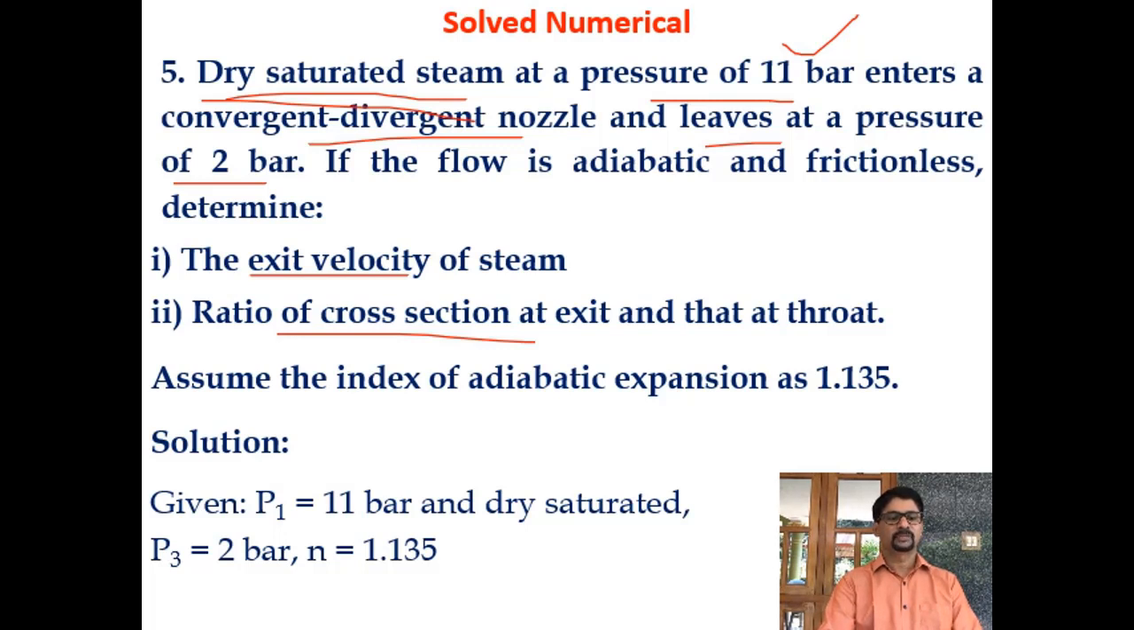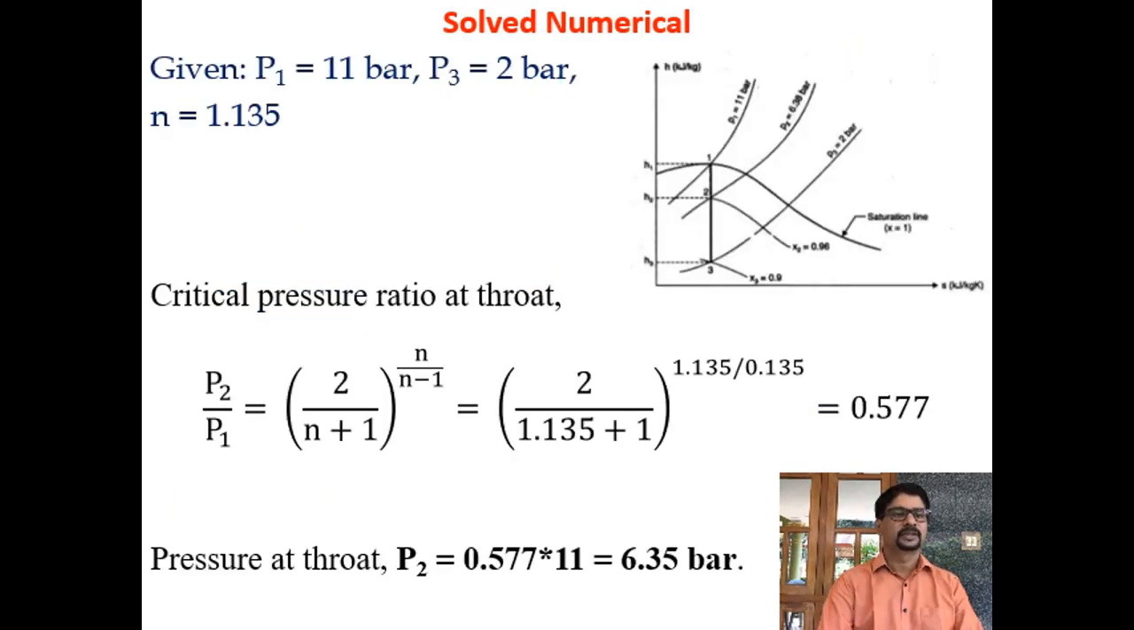P1 is 11 bar and dry saturated, so that is the condition of the steam at the inlet. P3 is 2 bar and n is equal to 1.135. For your reference, the data is once again noted here.